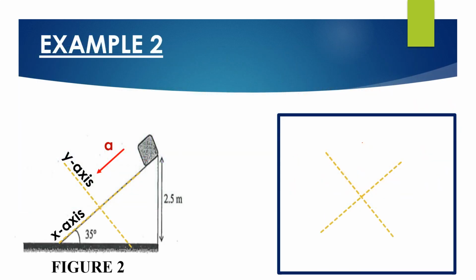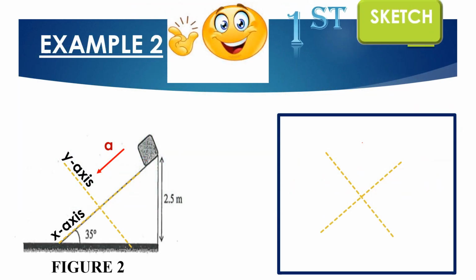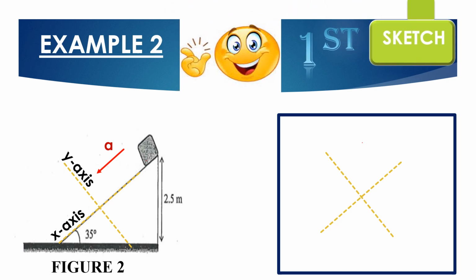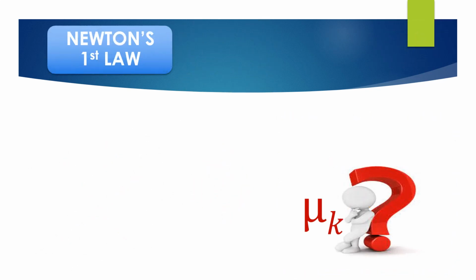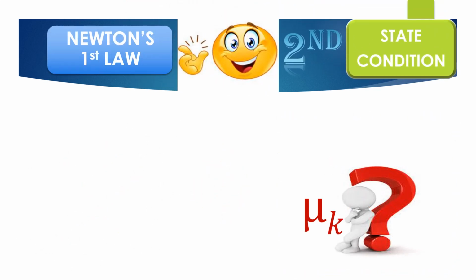Okay, first step is we need to sketch a free body diagram. Before you start sketching a free body diagram, you need to label all forces acting on the object. So we have frictional force, normal force, and also weight, and we transform it into a free body diagram. Okay, next we state the condition. So actually this is Newton's first law because the statement mentions constant velocity.